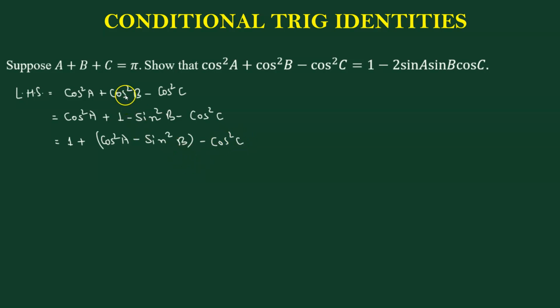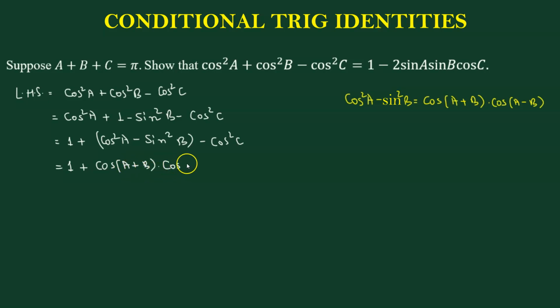The reason why we converted cosine squared to a sine squared function is that there is a standard formula. If we have cosine squared a minus sine squared b, that's equal to the product of two cosine functions: cosine of a plus b and cosine of a minus b. So this is going to be equal to 1 added to cosine of the angle a plus b multiplied by cosine of the angle a minus b, minus cosine squared c.